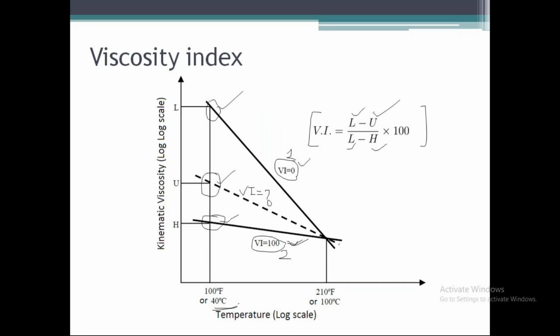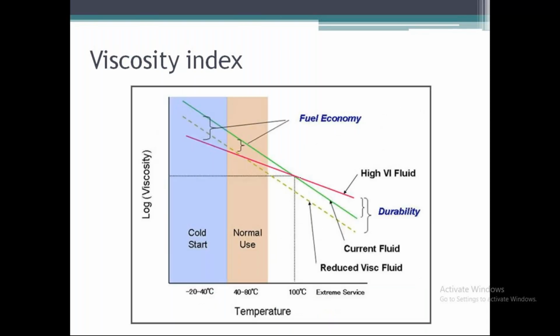This viscosity index 0 and viscosity index 100 will be available as reference oils. And remember, these are empirical values. That means they found these by experiments. What is the importance of this viscosity index?